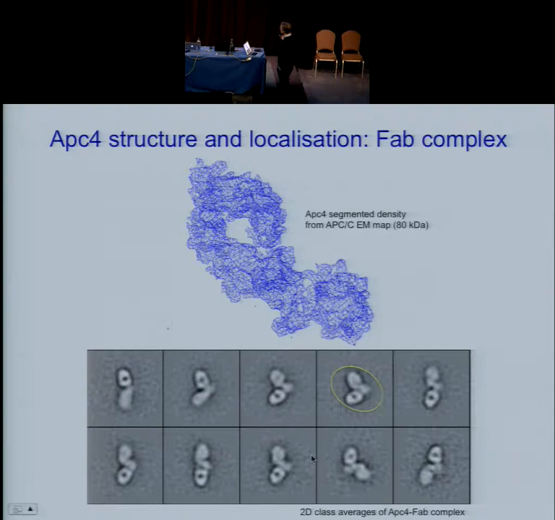And you can see that the contacting density is less well defined, which indicates the Fab binds to a flexible epitope on APC4, therefore APC4 is less well defined relative to the Fab structure. But some views of this complex show quite well defined structural features. And this view here shows the structure of APC4 in projection, which matches very closely to this view of APC4 electron density extracted from the whole holo APC volume. So that confirms this density as being due to APC4.